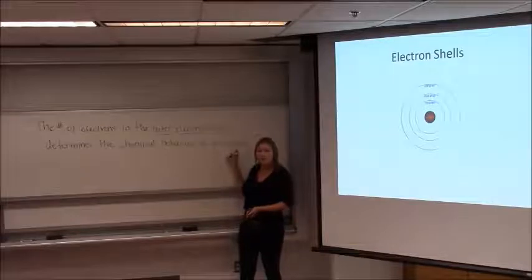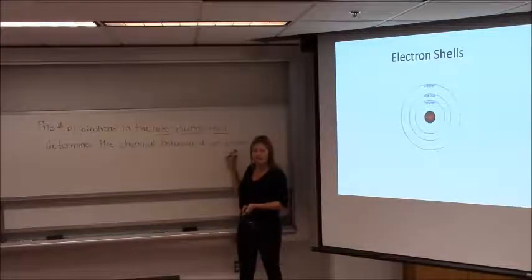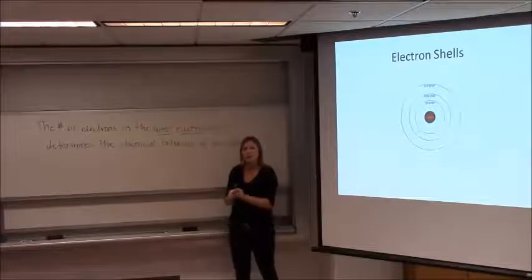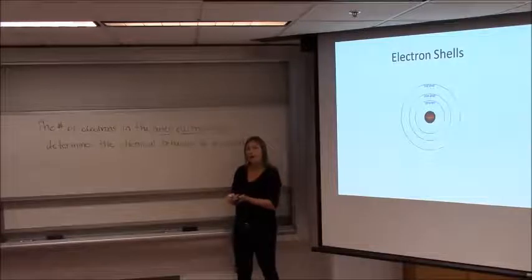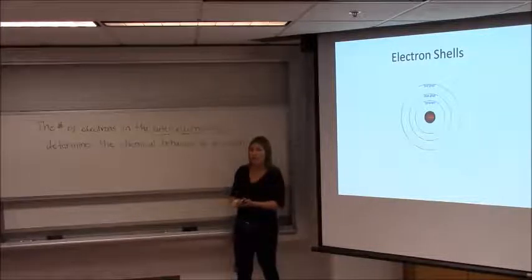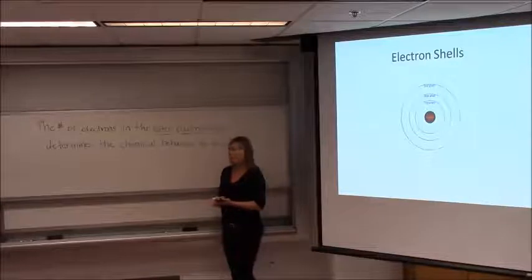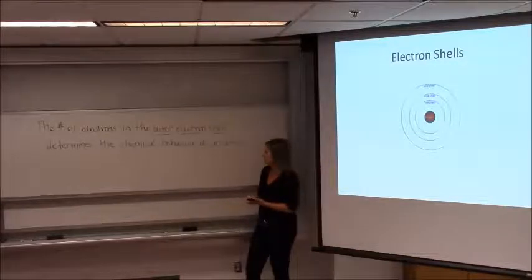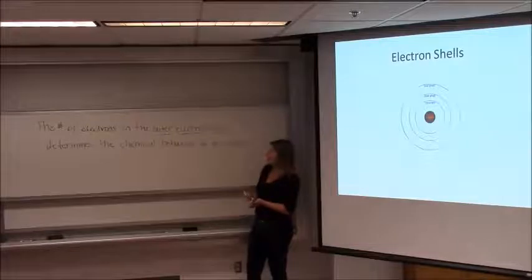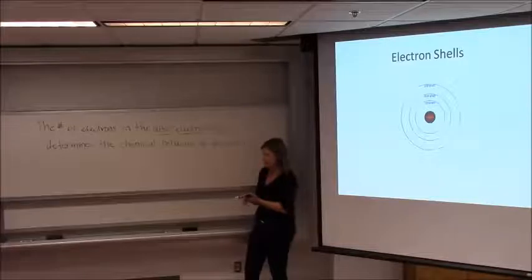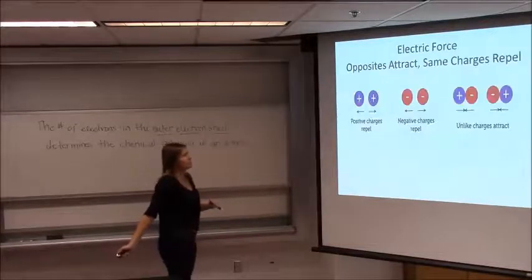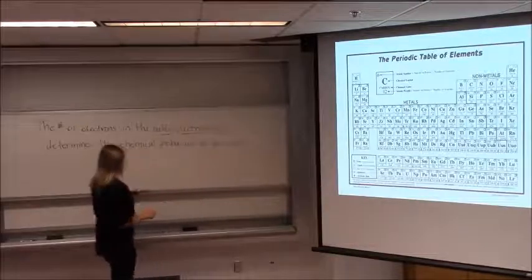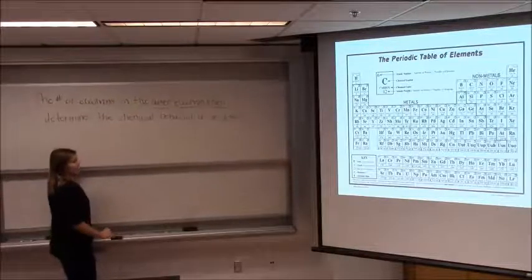We need to understand how certain atoms behave chemically, who they bond with, or if they don't bond with anyone, and why, and what kind of bonds they typically form with other atoms. That's very important for understanding the molecules that make up living systems. So the number of electrons in the outer electron shell determines the chemical behavior of an atom. What does that mean? Well, let's start by going all the way back to the periodic table, and let's look at the electron configuration for hydrogen.